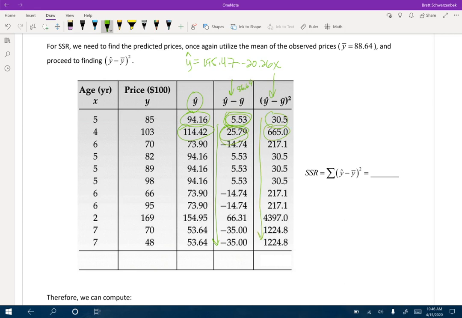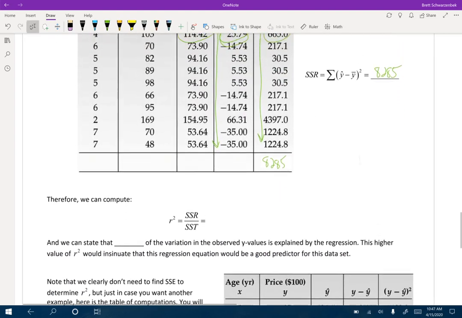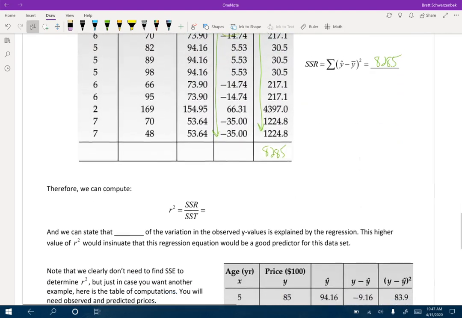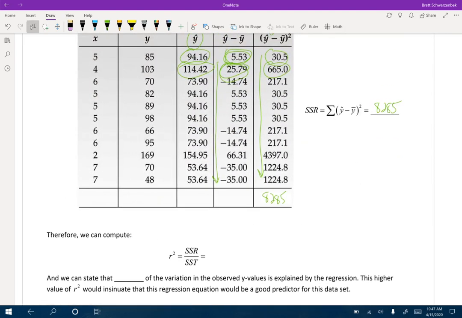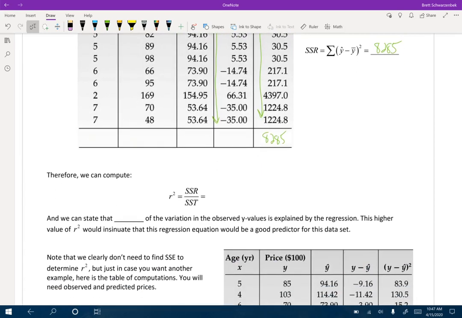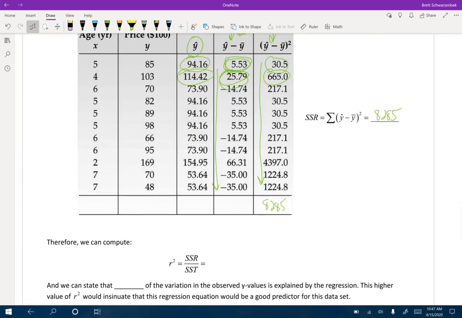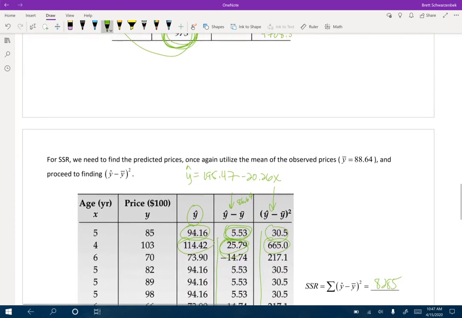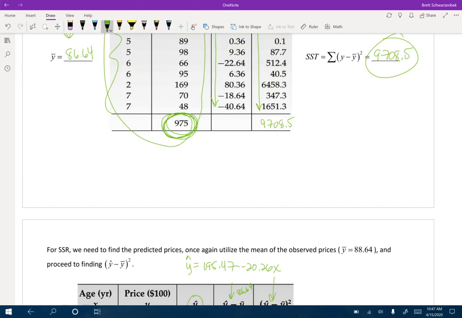sum, and you are going to get 8285. Okay, so if we have those two values, note we do not need to find SSE yet. We will just as an exercise, but for now, we have the two values of importance. We have SSR, which is 8285. We have SST, which is 9708.5.